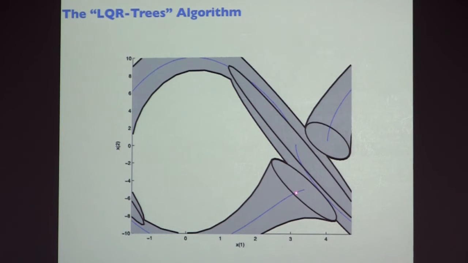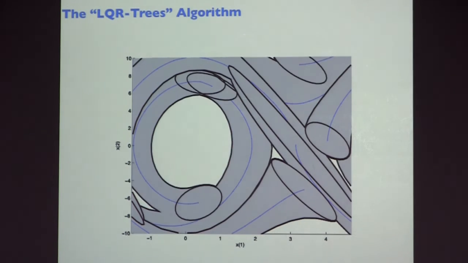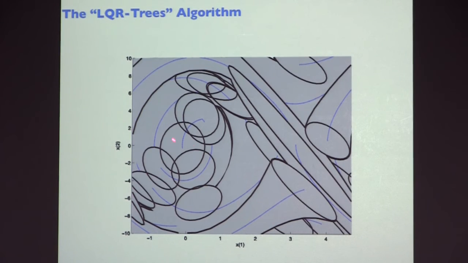If it was outside, I'm going to design a trajectory that tries to get back. It doesn't have to get back all the way to the goal. It just has to get back to one of the other trajectories I've already solved in the system. So it's a tree that's being formed. And then I'm going to compute the stabilizer for that and compute its funnel. And if I do that a few times, the claim is that with just a handful of trajectories, I'm going to fill the space with these funnels.